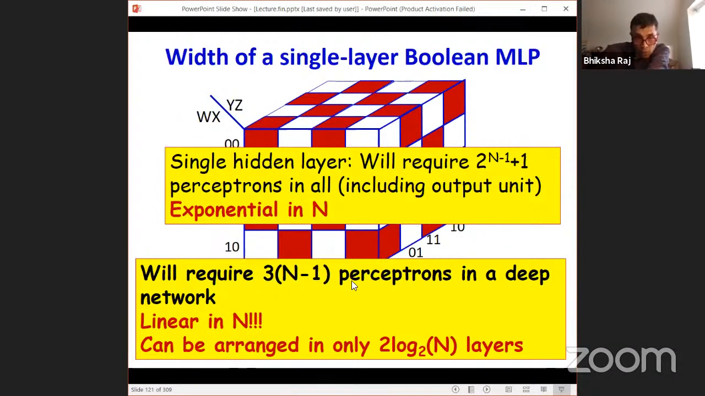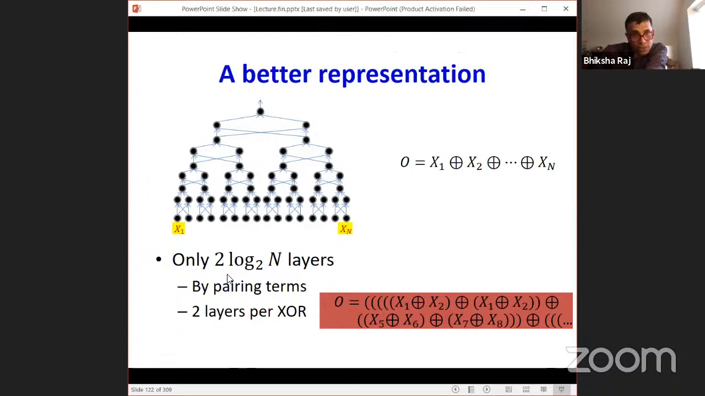Whereas if I let the network go deep, the size of the network is linear in n. So what is the minimum number of layers required for the size of this network to be linear in n? It turns out that I can arrange this, it is an XOR, and the XORs are associative, so I can XOR the inputs in pairs, XOR the outputs of this first layer of XORs in pairs, XOR those outputs and then XOR those outputs, and arrange the whole thing hierarchically.